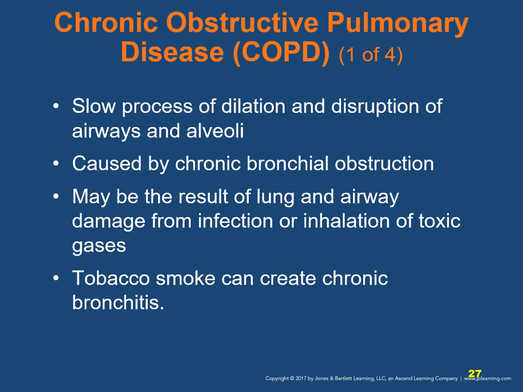Ongoing irritation of the trachea and bronchial may be a result of direct lung and airway damage from repeated infections or inhalation of toxic gases or particles. Most often results from cigarette smoking. Tobacco smoke is a bronchial irritant and can create chronic bronchitis and ongoing irritation of the trachea and bronchiole.